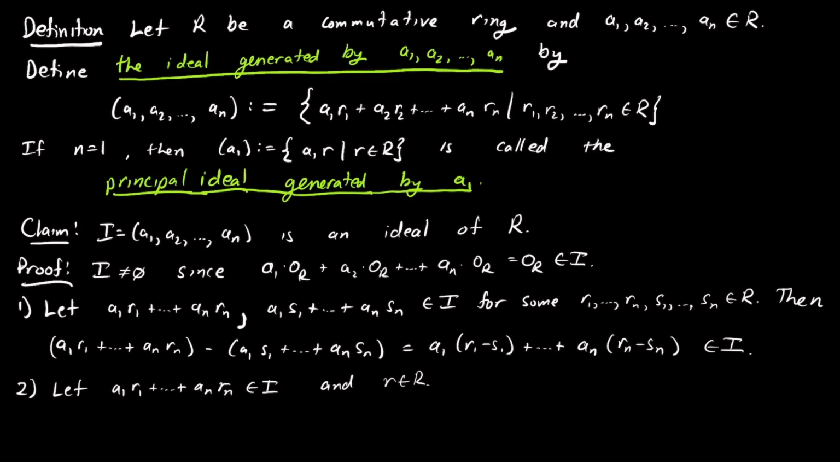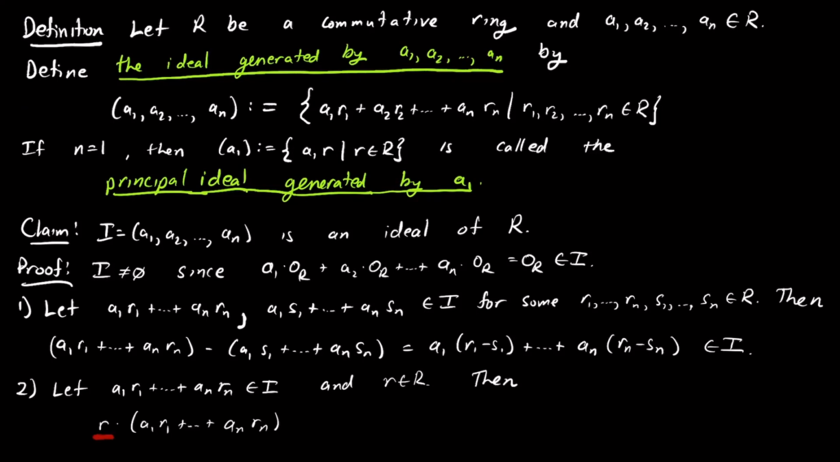I also now need to show that it has the absorption property. And since this is a commutative ring, I only need to show one of the two absorption properties. So let's consider an element of I. I'll call it A1 R1 plus dot dot dot plus AN Rn. And I'll take an arbitrary element little r in R. So now what do I need to do? I need to take the product of these two and show that the product ends up inside of I.